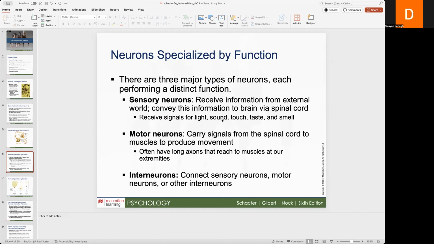Neurons are also very specialized in function. There are three major types, each performing a distinct function. One are sensory neurons. Their role is to receive information from the external world and convey this information to our brains via the spinal cord. You can think, if you reach out and touch something that is cold, like a cold glass of water, our perception of cold is our brain's interpretation of the signals from our hands sent to our spinal cord to our brain to be processed.